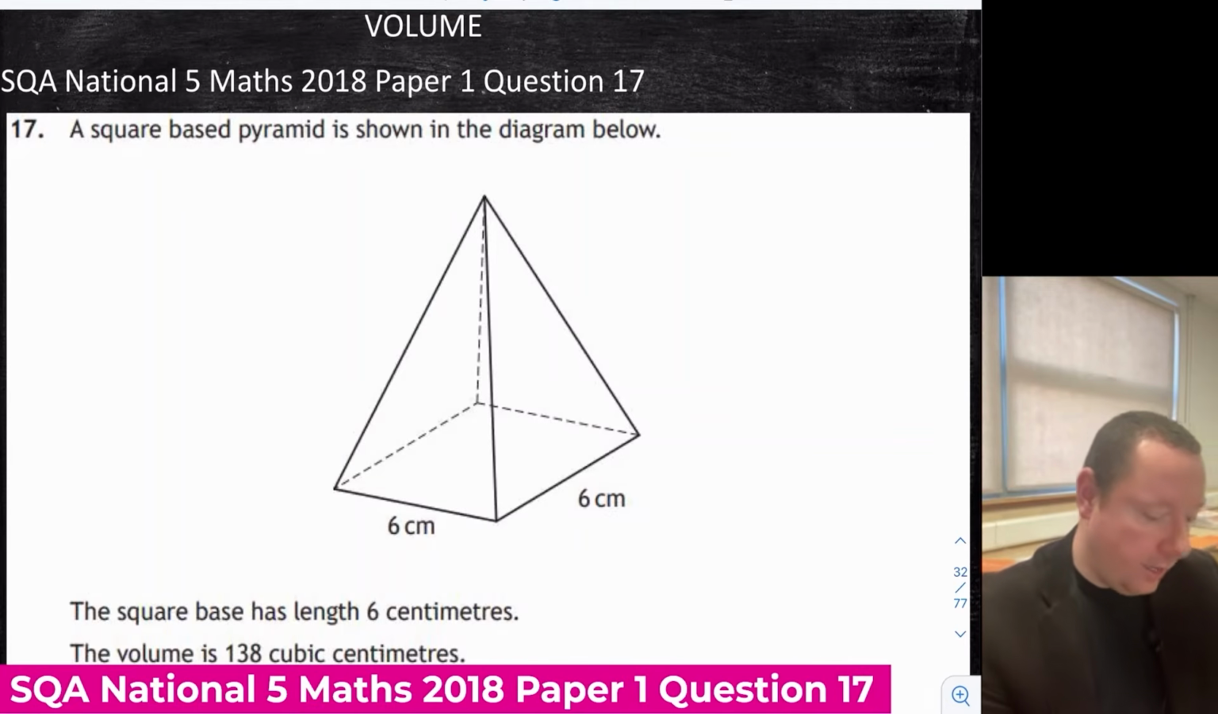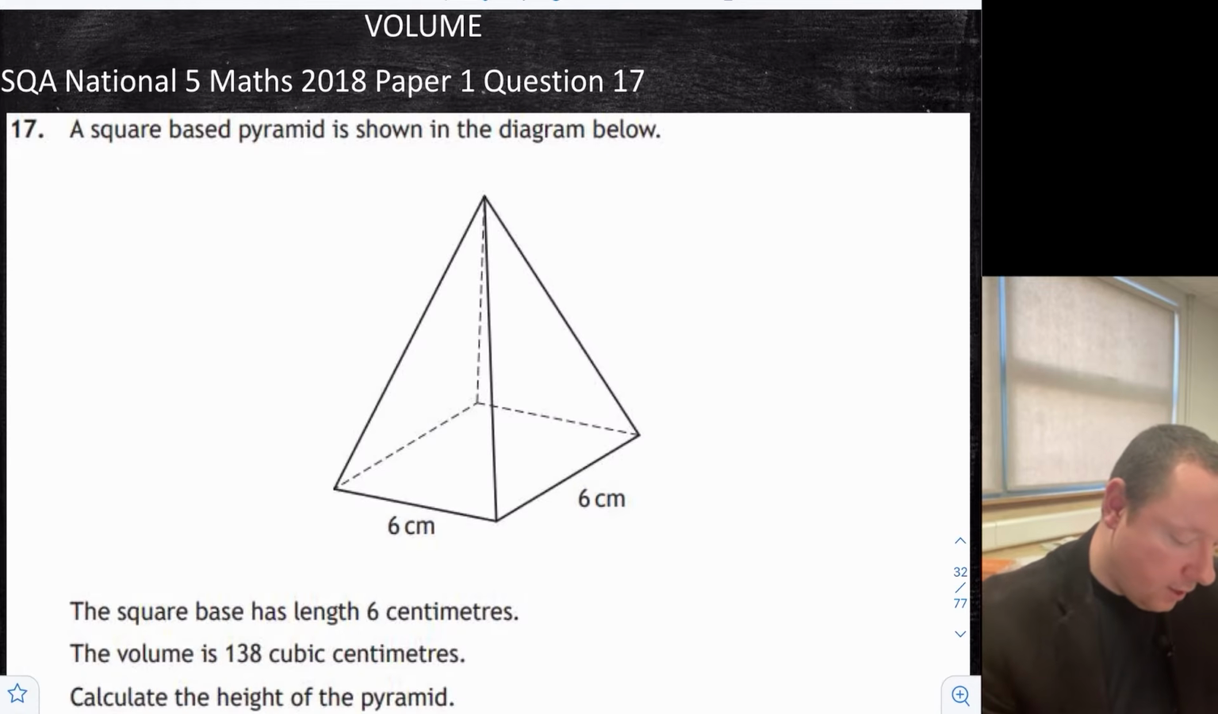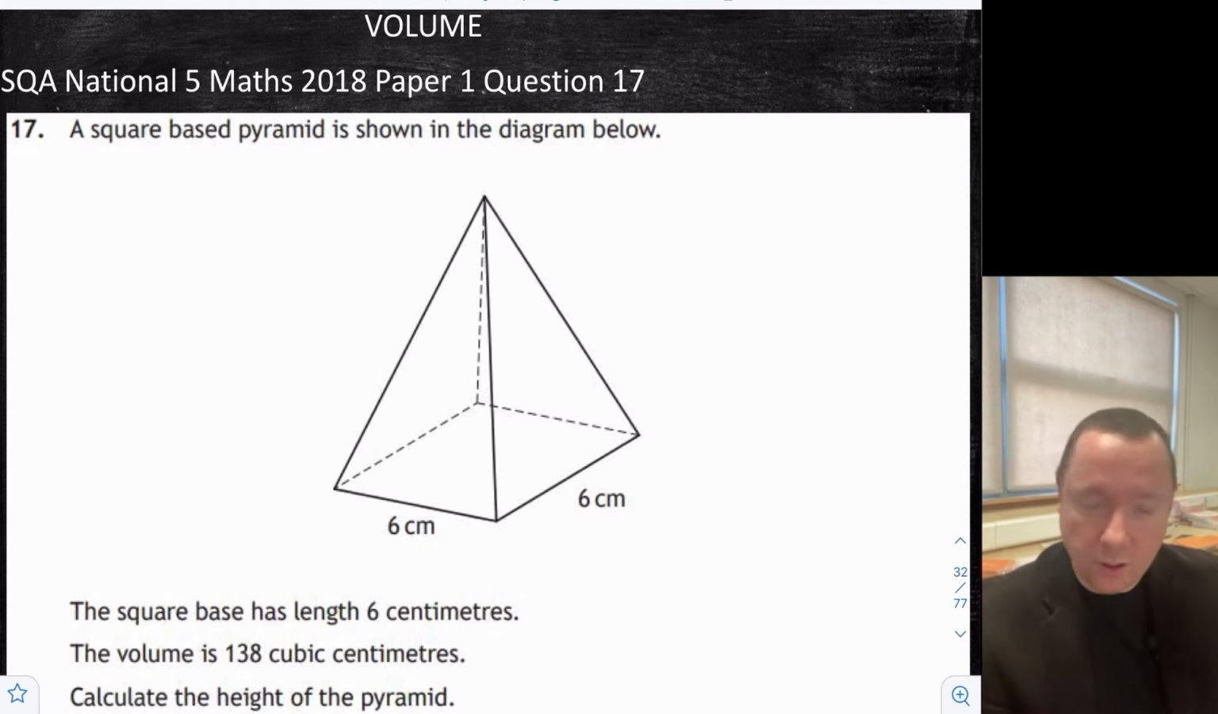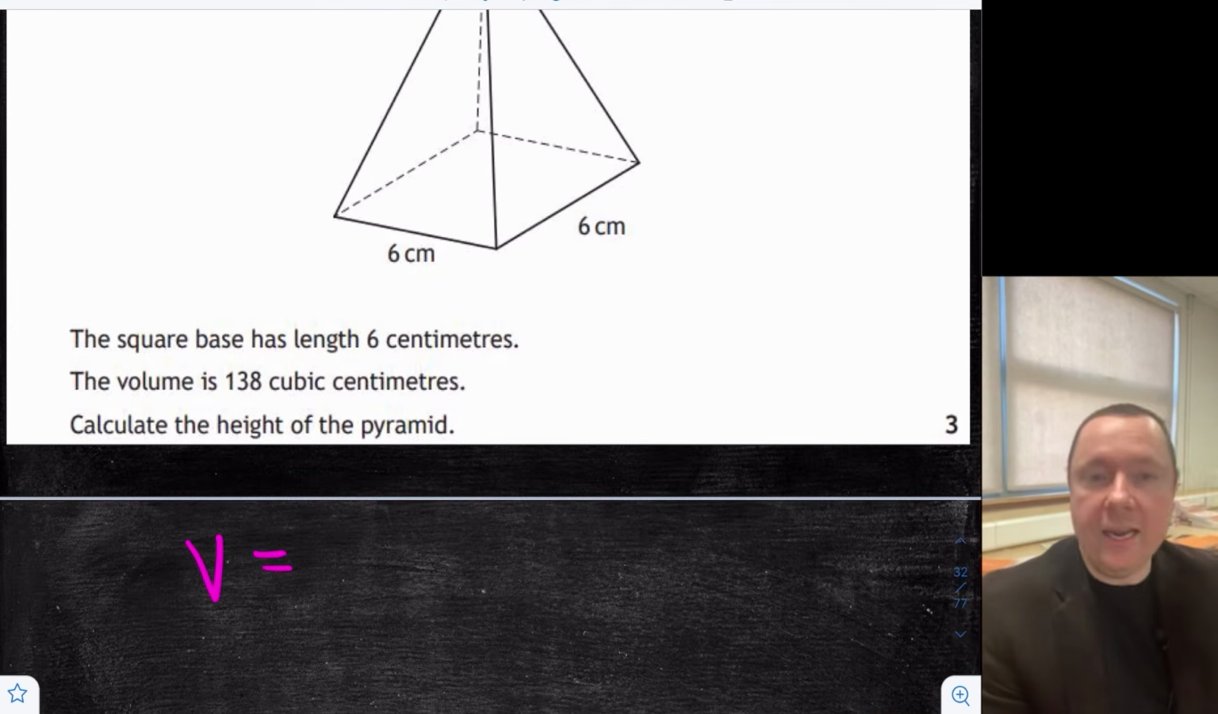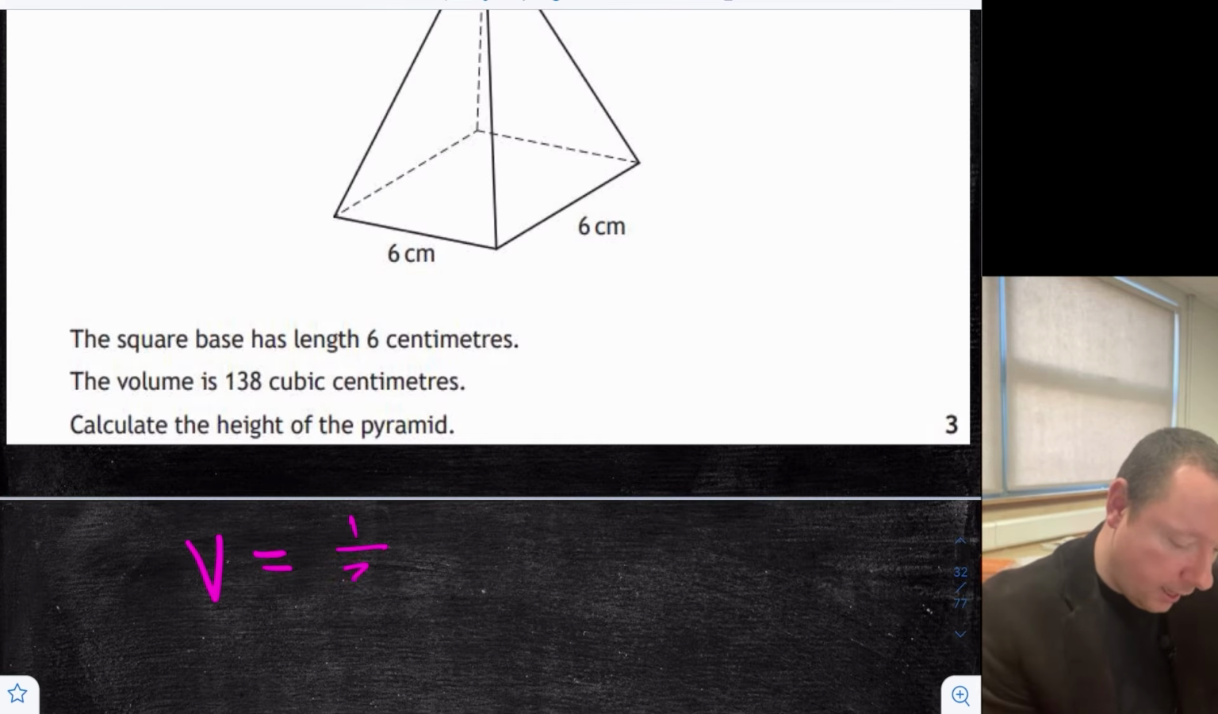Another volume question, SQA National 5 Maths 2018, Paper 1, Question 17, had this one. A square base pyramid is shown in a diagram. The square has a base length of 6 and the volume is 138. Calculate the height. So this is a working backwards volume question. So maths stages, there's a few ways you could do this, but maths stages is always to write down my formula, then work backwards. So from the start of the exam paper, the volume of a pyramid is 1/3 times the area times the height.